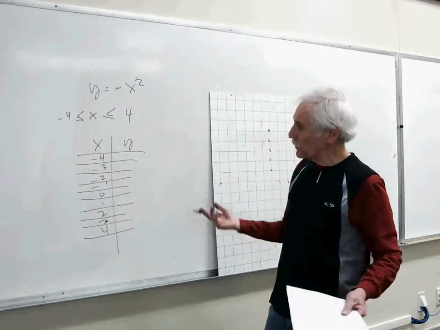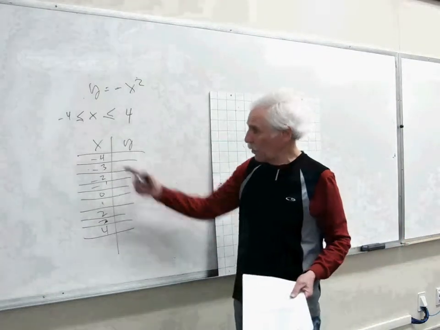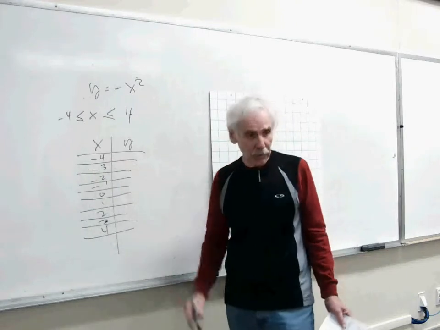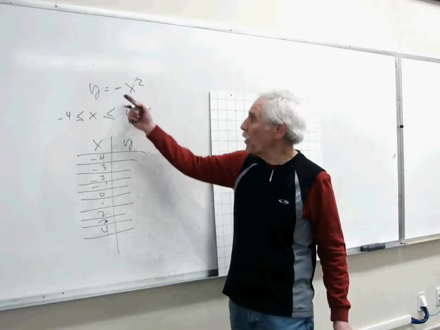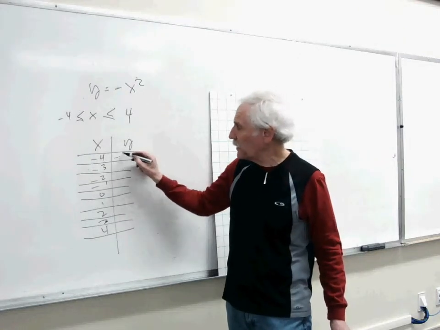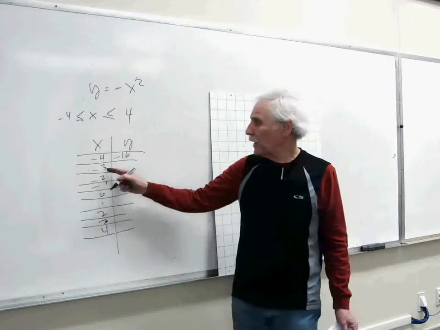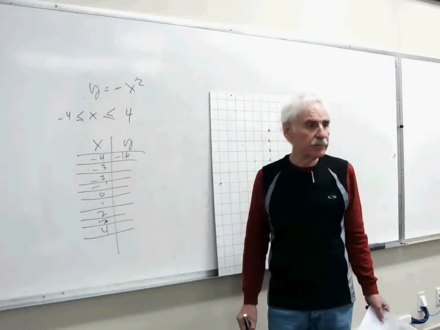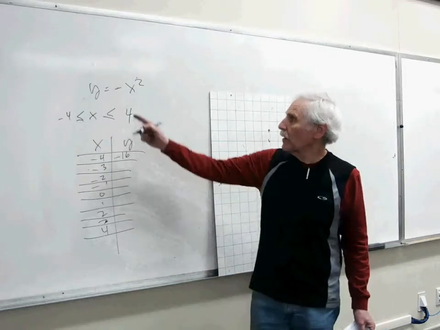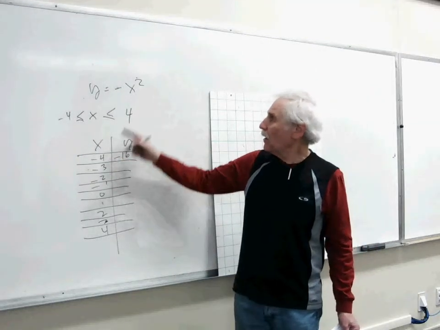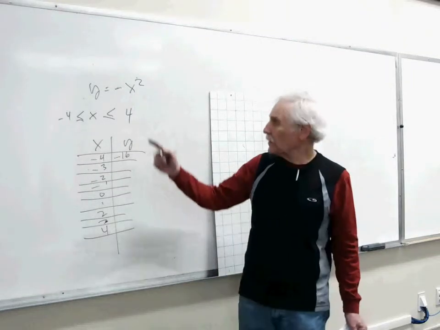So the question is, what's the value of y? Well, y is minus x squared. What is the square of minus 4? 16. But I want the negative of that, so that would be minus 16. Why would you want y to be negative? Let's evaluate: negative 4 times negative 4. Isn't that positive?